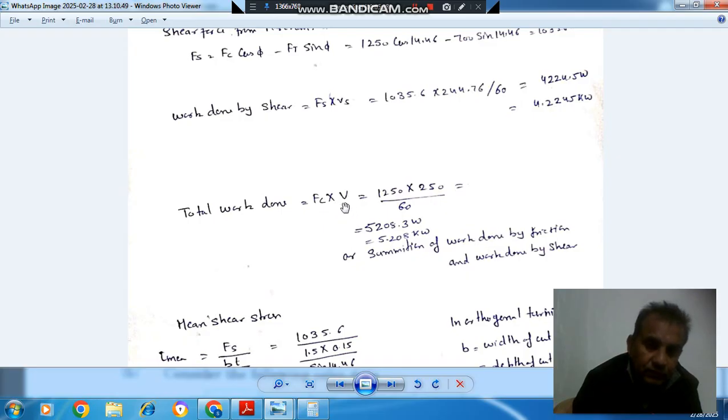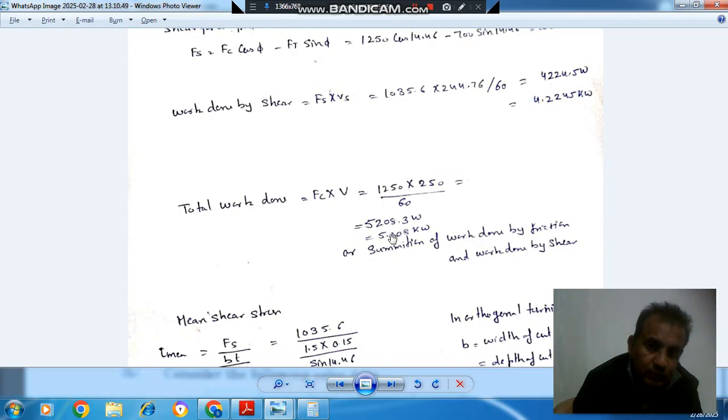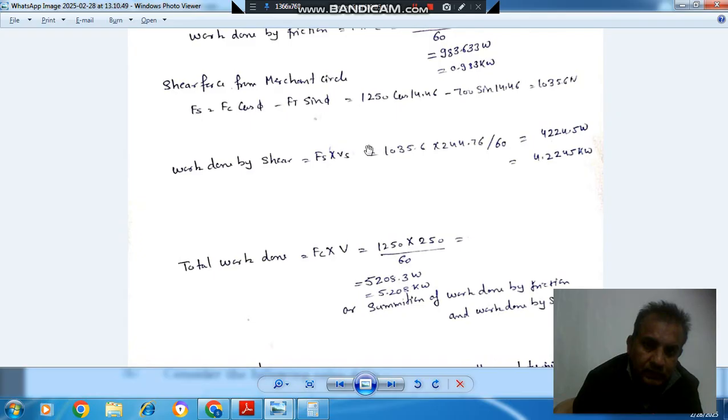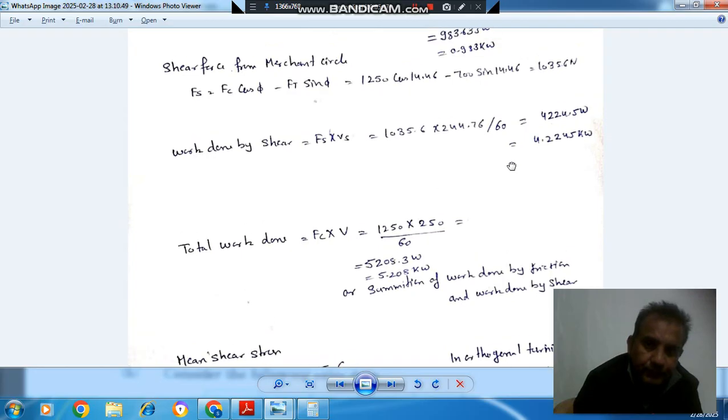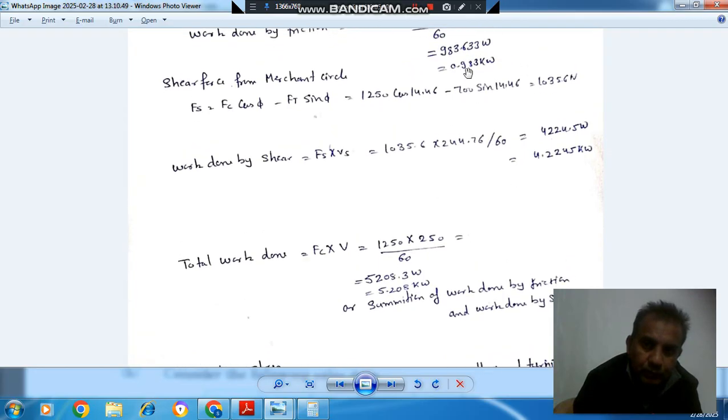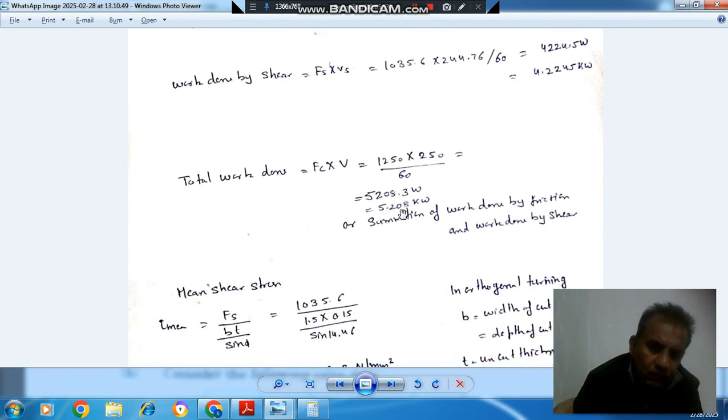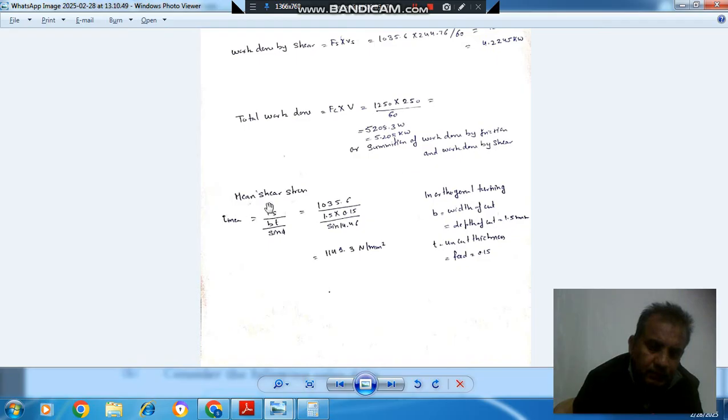Fc is cutting force, V is your velocity. So Fc is 1250, V is 250 by 60. So it comes out as 5208.3 watt or 5.208 kilowatt. So actually it is a summation of this work done by friction plus work done by shear. You can check 4.2 plus 0.9 is approximately the same, that is 5.208 kilowatt.